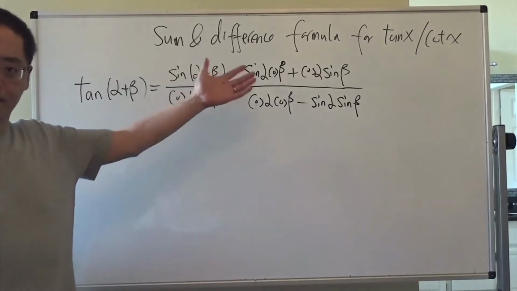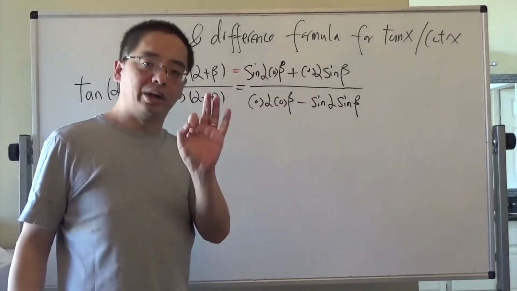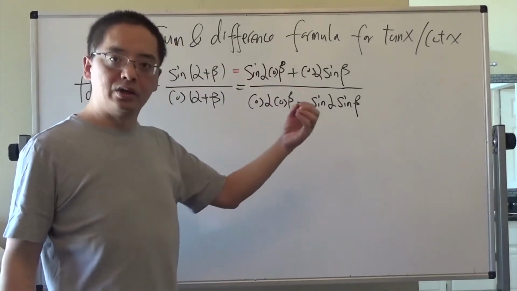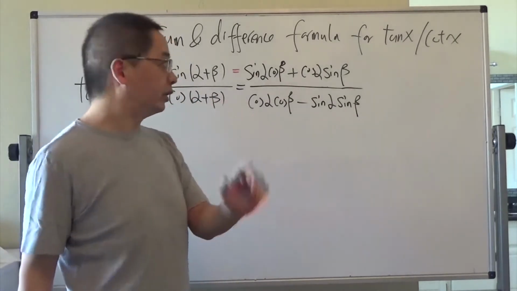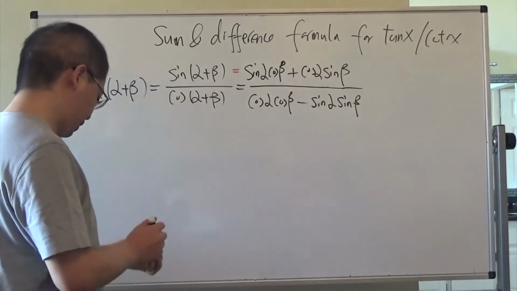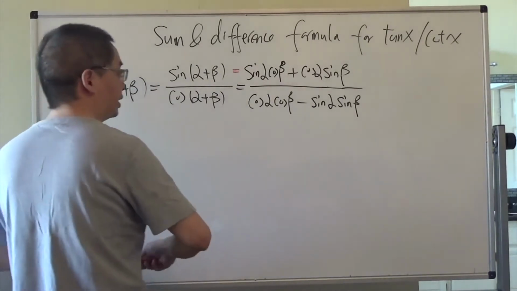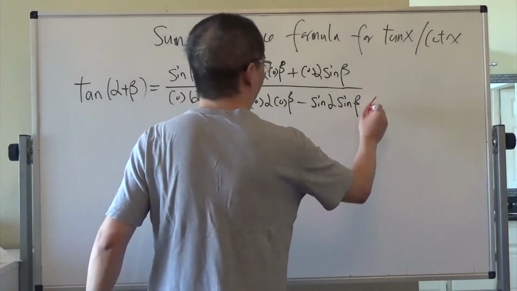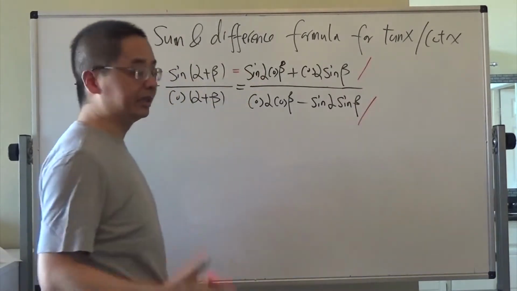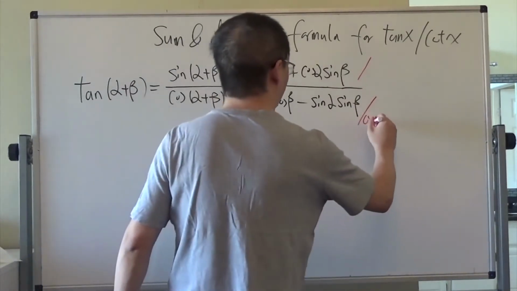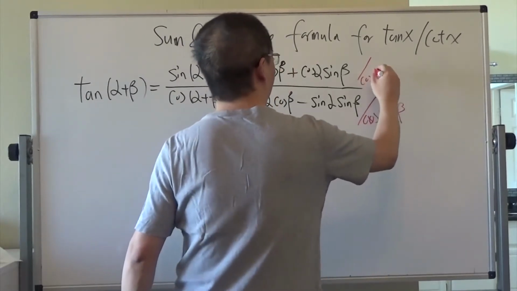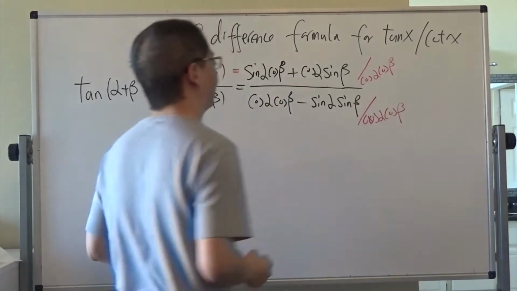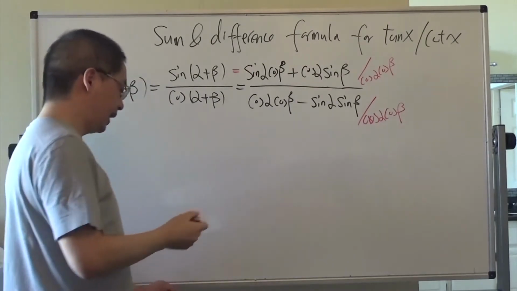Now everything is in sine and cosine, but our goal is to reduce the formula to a form that only involves tangent alpha and tangent beta. Therefore, let's divide the top and the bottom by the same thing, which is cosine alpha times cosine beta. So we divide by cosine alpha cosine beta on the top and on the bottom. And let's see, what do we get?